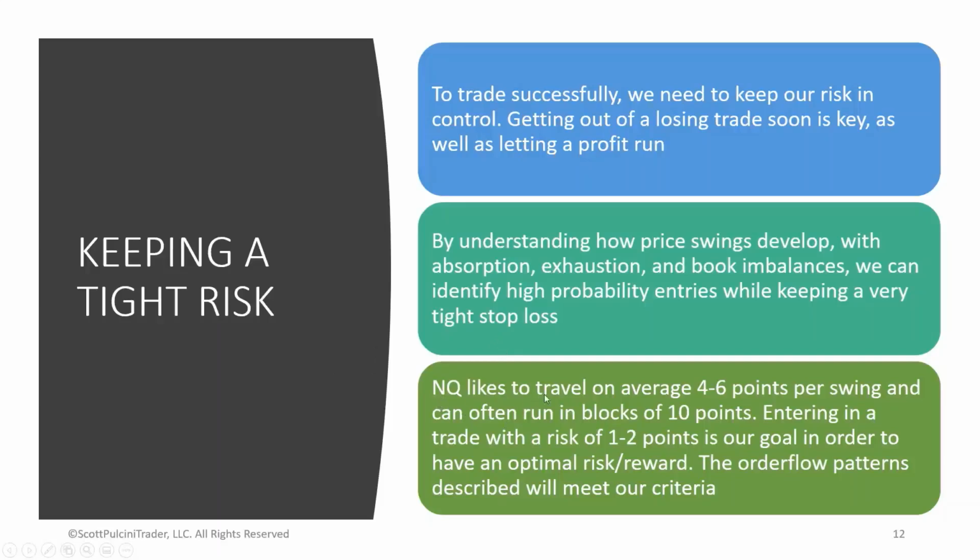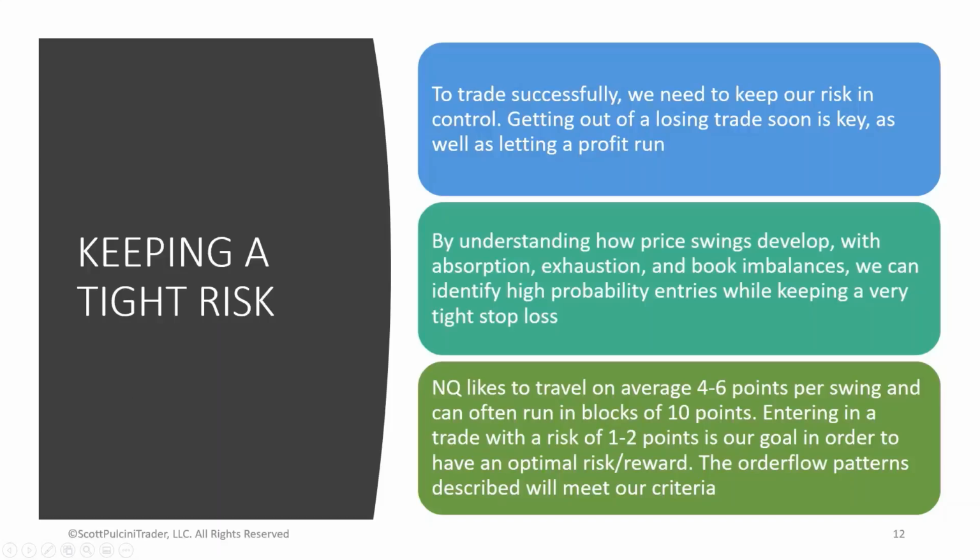Since NQ usually likes to travel on average 4 to 6 points per swing and can often even run in blocks of 10 points, we are looking to enter a trade with a risk of about 1 to 2 points. This is going to be our goal, 1 to 2 points of risk to have an optimal risk reward. And those order flow patterns that we identified will meet our criteria.